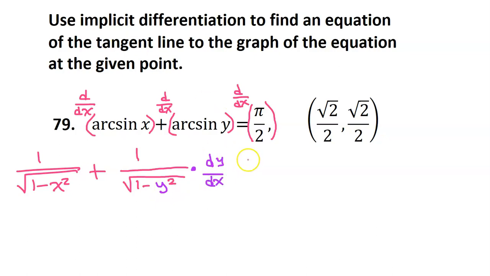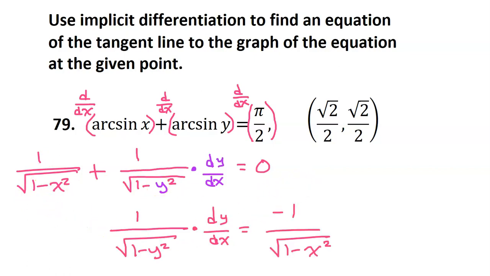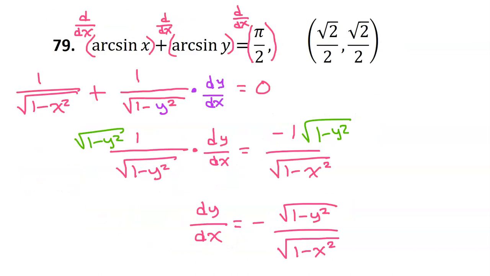And then the derivative of a constant is 0. We just need to get dy dx by itself, so I'm going to subtract 1 over the square root of 1 minus x squared from both sides. I'm moving this over there. So now I have this. On my next move, I'm going to multiply both sides by the square root of 1 minus y squared. That way these will cancel out and I will have dy dx all by itself. So we have dy dx.